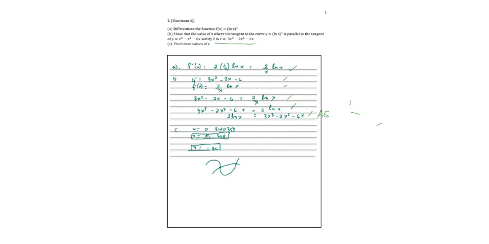So letter C, find these values of x. For this function, you can use either your GDC, the numerical solve, or the graph. If you graph the function, you will have this, and this gives you the values of x, which are equal to 0.340 and 1.86.